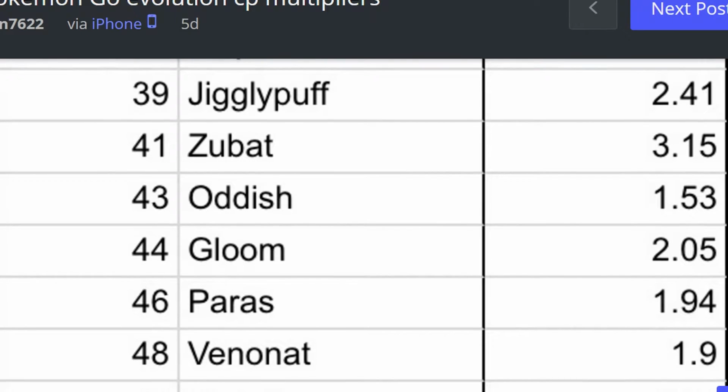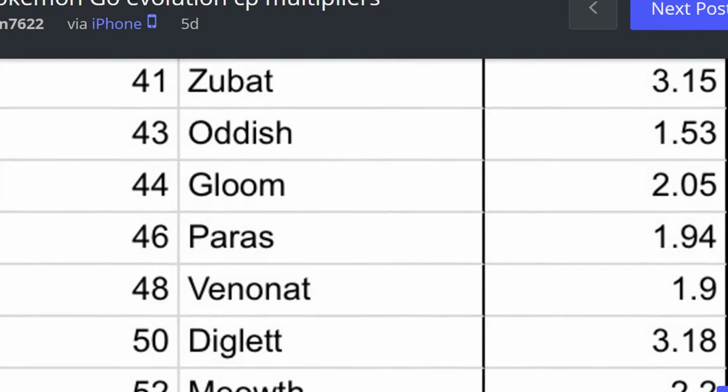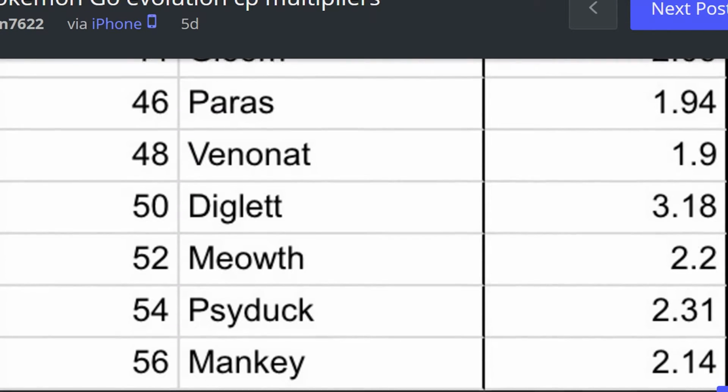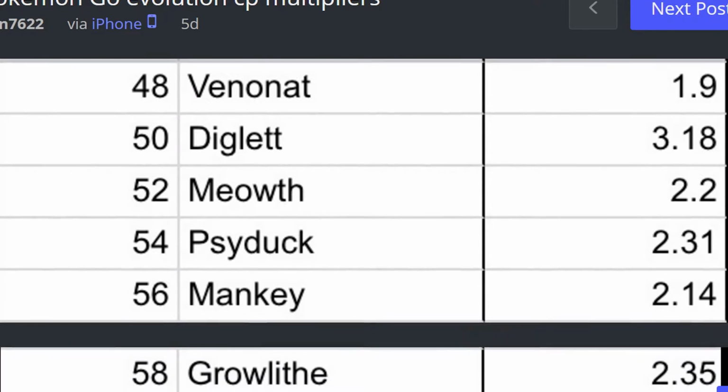It's not exact science, but it gives you guys an idea of what your CP would be when you do evolve it. It could be a bit higher, it could be a bit lower, but that's the only way I know you could figure it out.